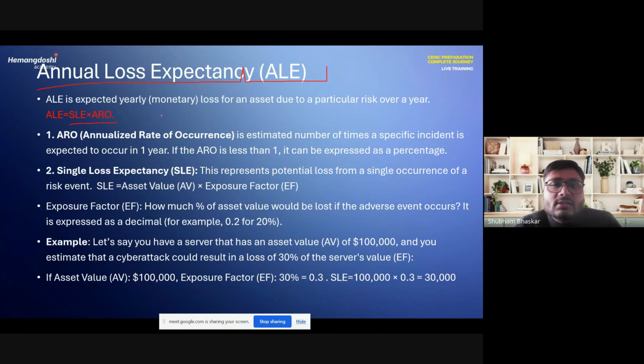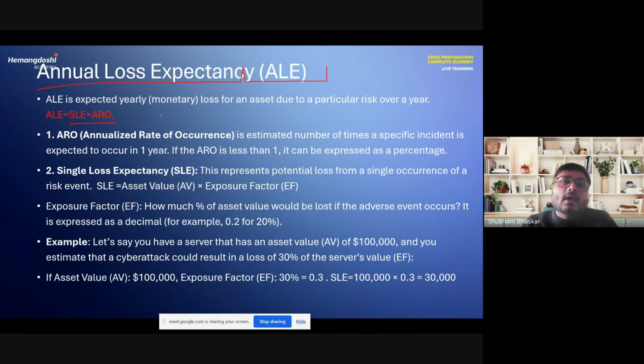Single loss expectancy is nothing but how much potential loss you are looking at if a particular incident happens once. Let's take an example of a data center. If one time a flood comes, the loss will be, let's say, $50,000. That's single loss expectancy if it happens once.